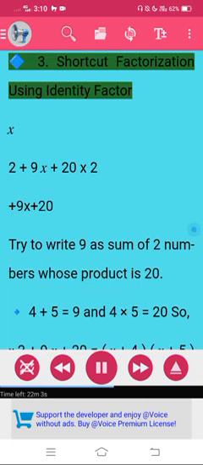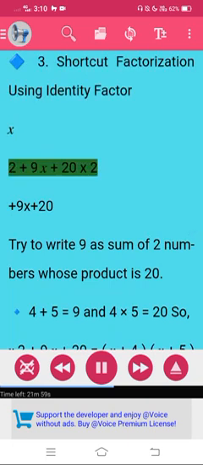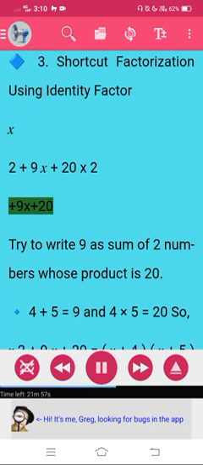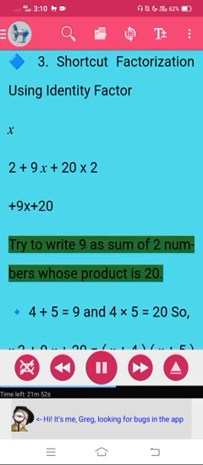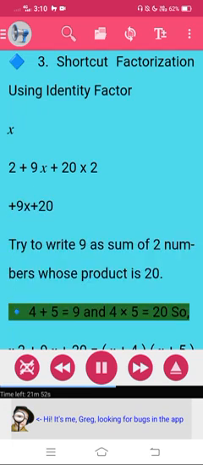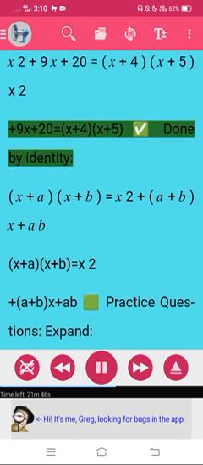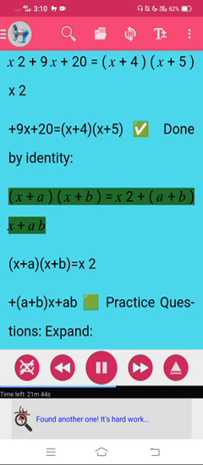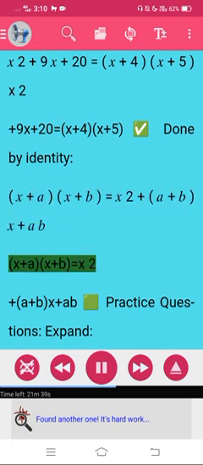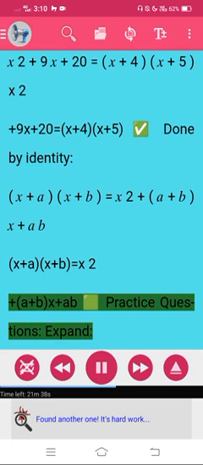Shortcut factorization using an identity. Factor x² + 9x + 20. Try to write 9 as the sum of two numbers whose product is 20. 4 + 5 = 9 and 4 × 5 = 20, so x² + 9x + 20 = (x + 4)(x + 5). Check: done by the identity (x + a)(x + b) = x² + (a + b)x + ab.